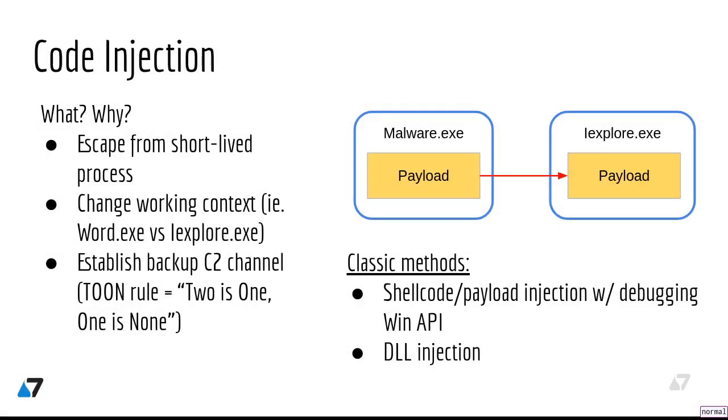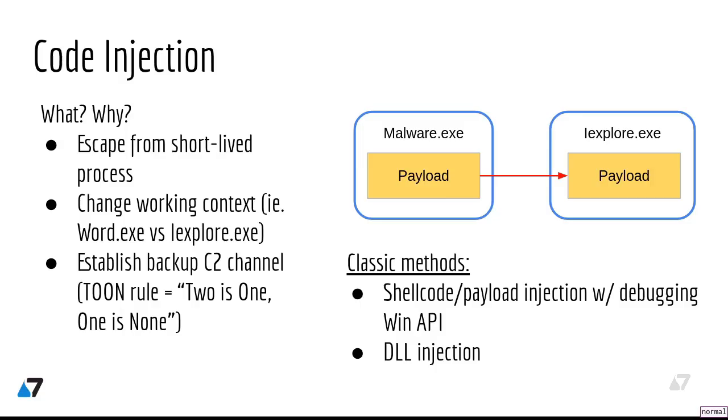Code injection. So what is code injection and why do we do it? Code injection is simply a method of transferring your payload from one process to another. Okay, so let's take this simple example. You have your malware running.